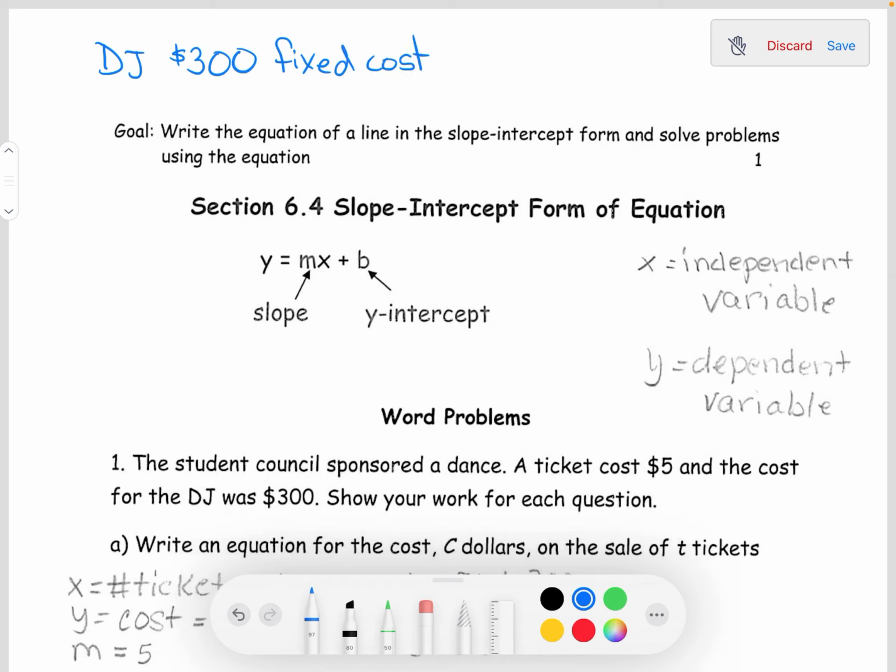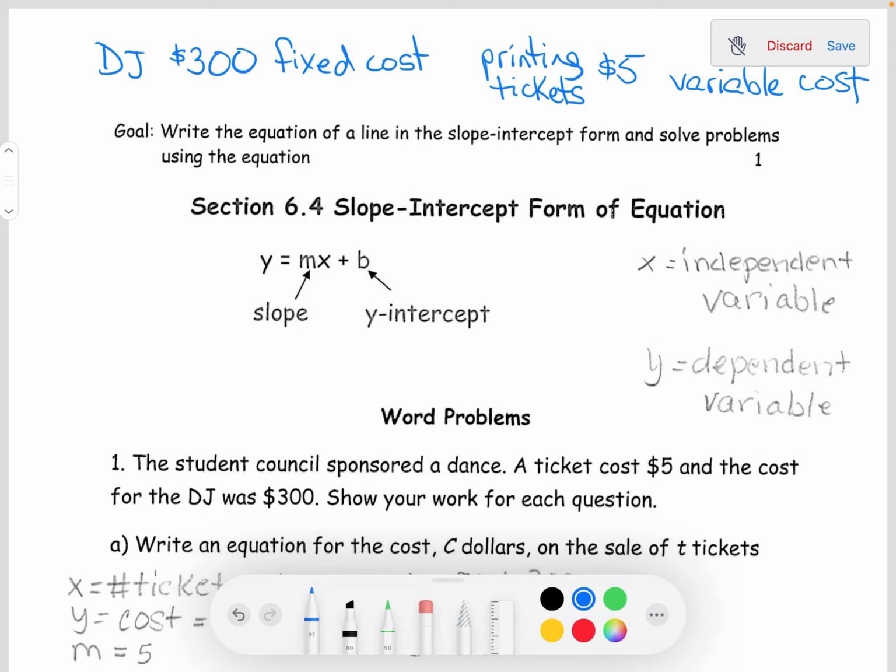Another cost that you're going to incur is the cost to print the tickets for the students. So printing tickets is going to be another cost, but this one is going to be $5 per ticket. So we're going to say that's a variable cost because if I sell 200 tickets, it's a bigger cost. If I sell only 10 tickets, it's a smaller cost because it's 5 times how many tickets. So we have a fixed cost and we have a variable cost.